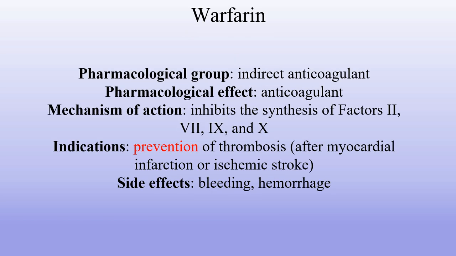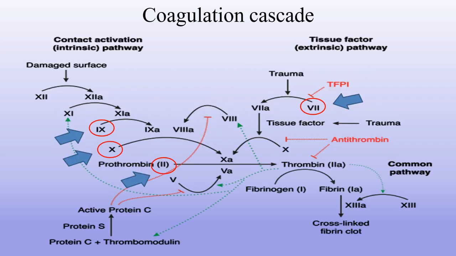The next is warfarin. First of all, a short description about warfarin. It is an indirect anticoagulant. Pharmacological effect of it is anticoagulant. Mechanism of action: inhibits the synthesis of factors 2, 7, 9, and 10. Indications: prevention of thrombosis after myocardial infarction or ischemic stroke. Side effects: bleeding and hemorrhage. And in here on the example of this coagulation cascade, you can see these factors: factor 2, factor 7, factor 9, and factor 10.